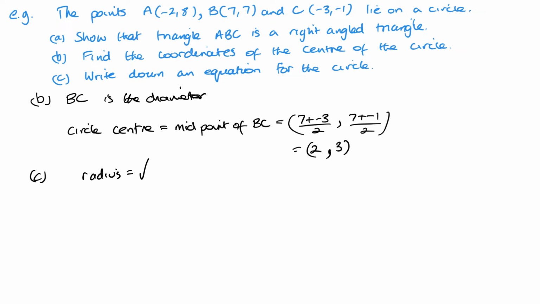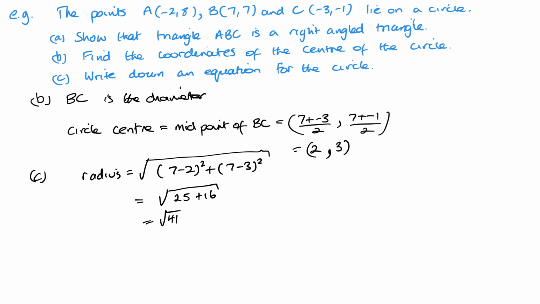So our radius is going to be the square root of, and I'm going to go from B to the center, 7 minus 2 squared plus 7 minus 3 squared. Like I said, I could go from C as well and I should get the same answer. So 7 minus 2 is 5, squared is 25, 7 minus 3 is 4, and 4 squared is 16. That leaves me the radius of the square root of 41. Obviously, we actually want r squared anyway, so I could have ignored the square root and just found r squared. So the circle is (x minus 2) squared plus (y minus 3) squared equals 41. And there we are, complete.